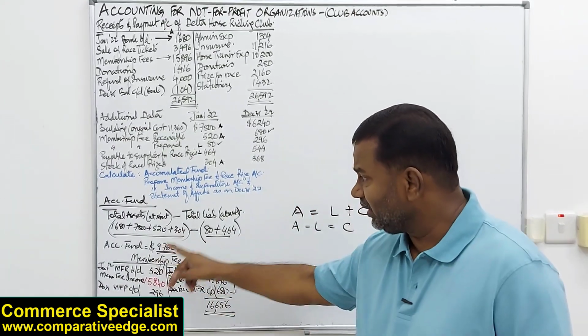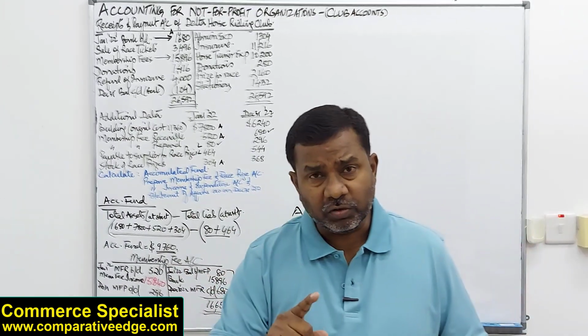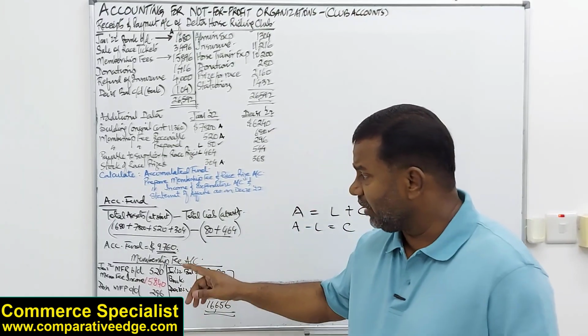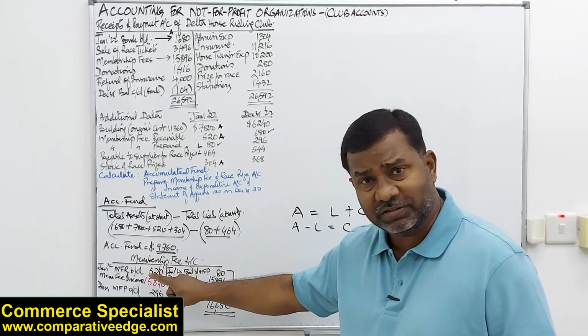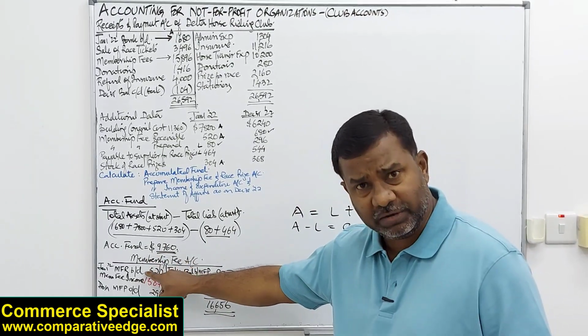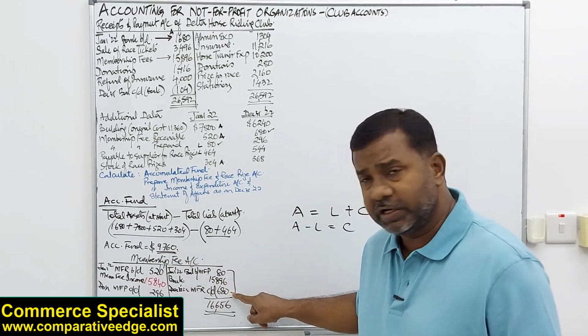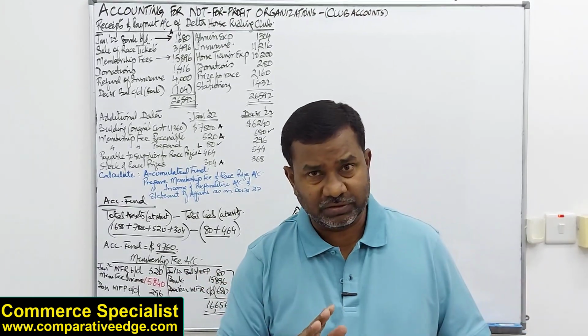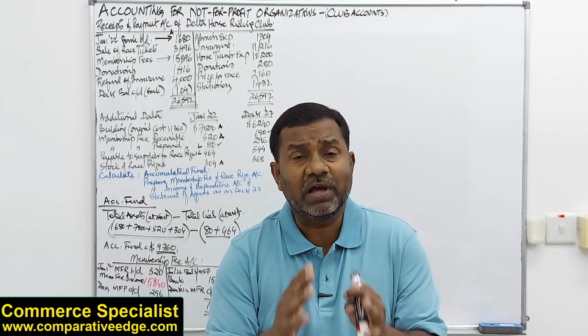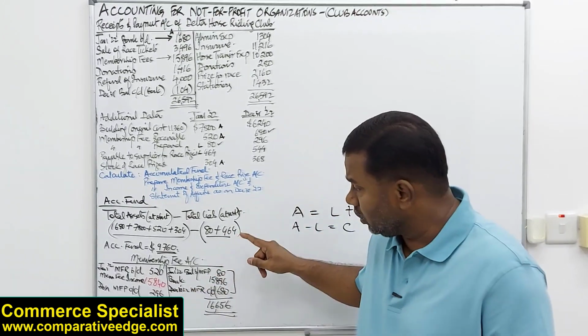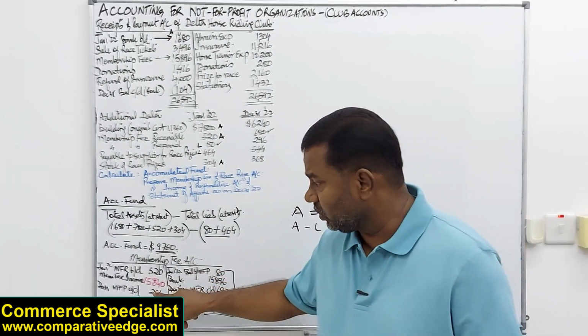This is what we have done in the membership fee account. I repeat, what I have done is, first I have taken membership fee receivable, which is an asset, on the opening side, debit side. Closing balance is always on the credit side for receivable, which is an asset. Membership fees received in advance is a liability. Opening balance is always on the credit side. Closing balance is on the debit side.